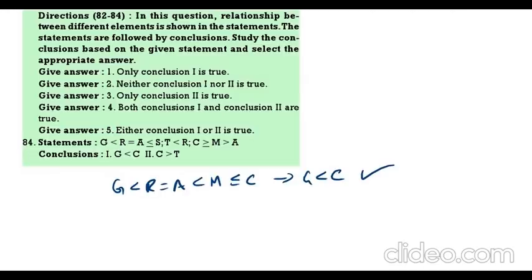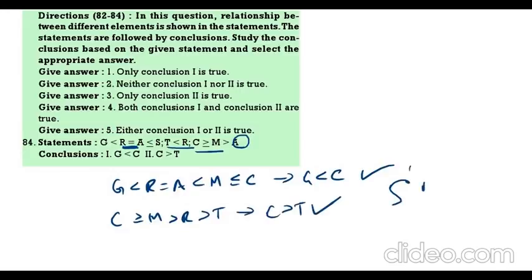C > T, C ≥ M, M > R. Why? M > A, but A is equal to R. That's why I am writing M > R. Now, T < R can be written as R > T. Therefore, C > T definitely follows. Both follow.